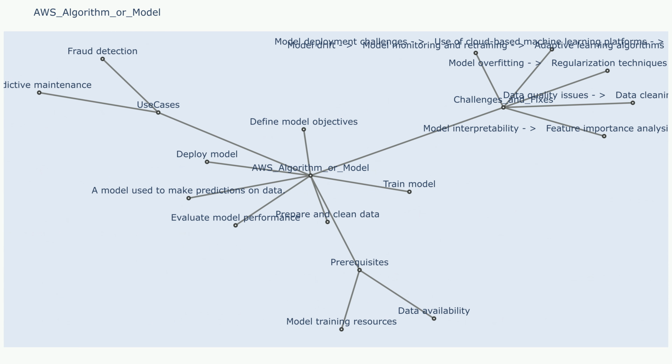Model overfitting. When a model learns the training data too well and performs poorly on unseen data. Regularization techniques. These techniques, e.g., L1 and L2 regularization, penalize complex models and encourage simpler solutions. Reducing overfitting. Cross-validation. Dividing the data into multiple folds and training the model on different combinations of folds, evaluating its performance on the remaining fold, and averaging the results to get a more reliable estimate of its performance on unseen data.